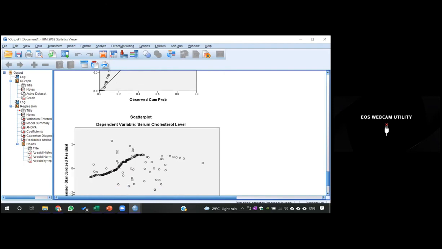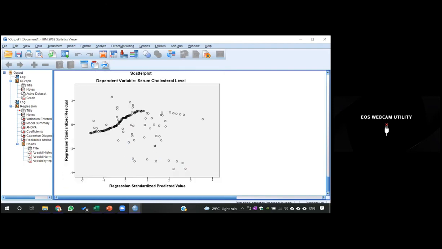Then coming down, this is the scatter plot. Remember this scatter plot between the standardized residual and the standardized predicted value, this is to check for the homoscedasticity. Homoscedasticity was what? You check the variance of residual against a predicted value. And you can see that it is not following any pattern like an increasing funnel, decreasing funnel, fan-like. It is not giving you that.